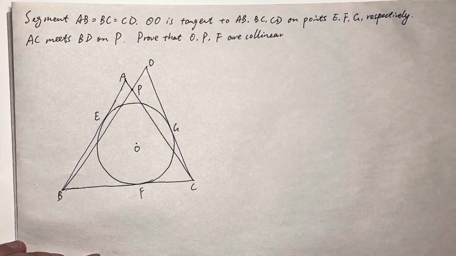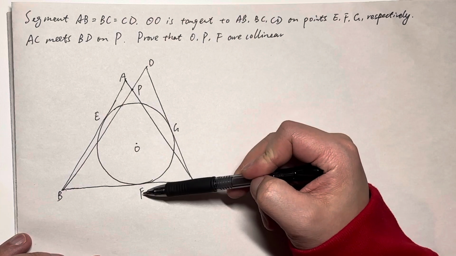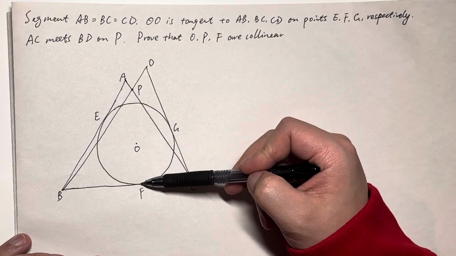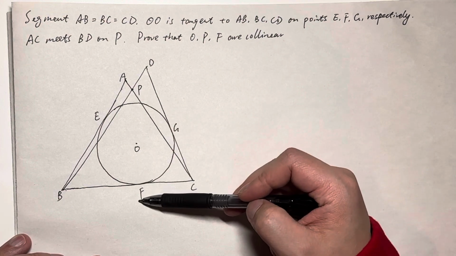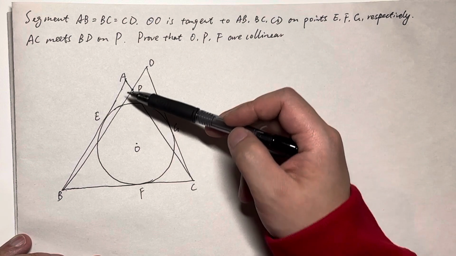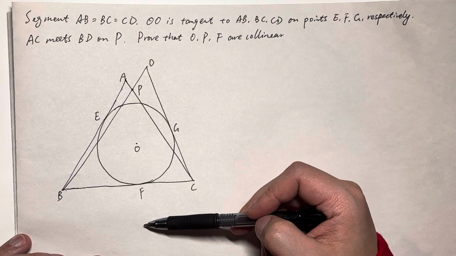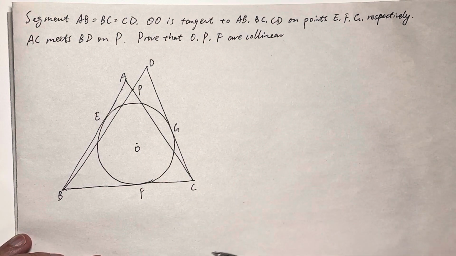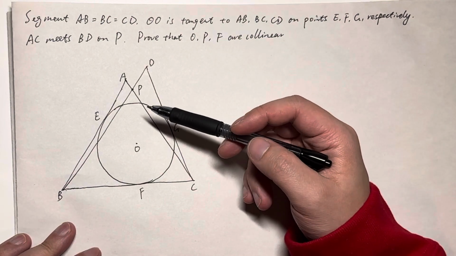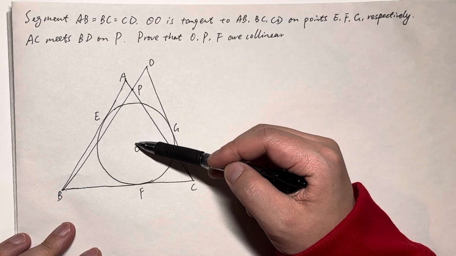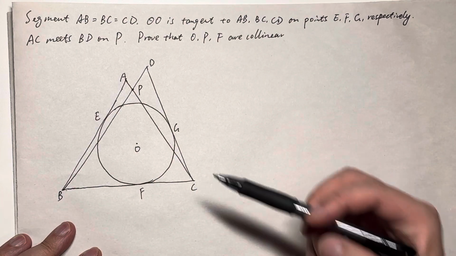So if we just look at the figure, we want to prove that P, O, F are collinear. We already know that OF is perpendicular to BC, right? So if we can prove that PF is perpendicular to BC or PO is perpendicular to BC, we can say that P, O, F are collinear. So that means we just need to find the breakpoint, right? The breakpoint is to find a way to prove that PO is perpendicular to BC or PF is perpendicular to BC.